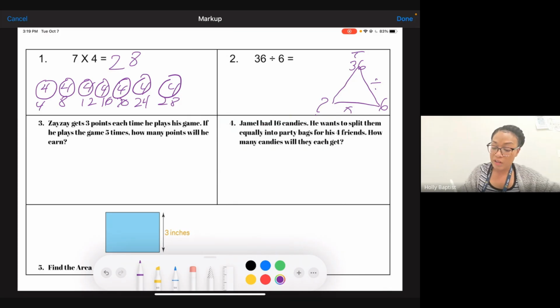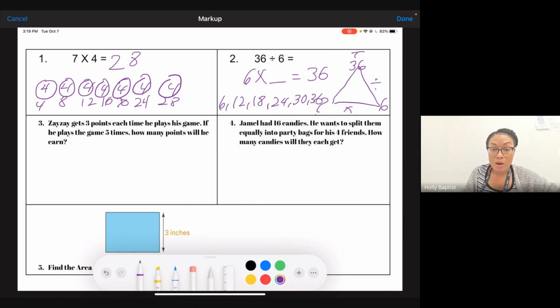So we can essentially find out 6 times what would equal 36. So we can skip count until we find our answer. So 6, 12, 18, 24, 30, 36. And so now we can see how many times we had to skip count by 6 to get to 36. So that was 1, 2, 3, 4, 5, 6 times. That lets us know that 6 times 6 is equal to 36. All right. Apologize for the delay, but this does say 6 times 6. I'm waiting for it to update.